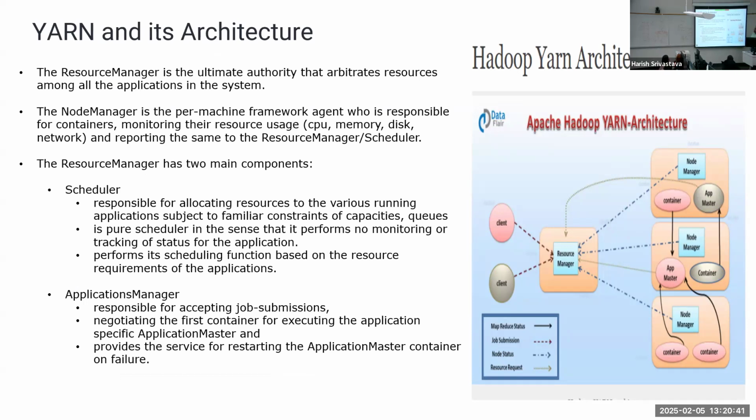Now, what is the task of the resource manager? I told you the resource manager has 2 processes running. One is called the scheduler, the other is called the application manager. What is the task of the scheduler? Very important. Look here. It is responsible for allocating resources to the various running applications, subject to familiar constraints of capacities and queues. I already told you the resource manager should know which node is up and running, what is the capacity of that node, is there any queue, is a job running or not, if it is already occupied, whether it is blocked. All that information the scheduler will have.